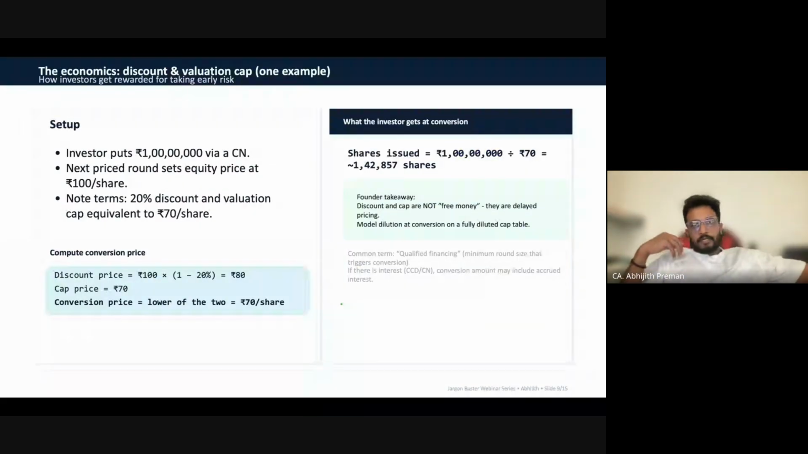Okay, now we'll go to an example. This will give you more clarity on discount, valuation gap, and all those things.